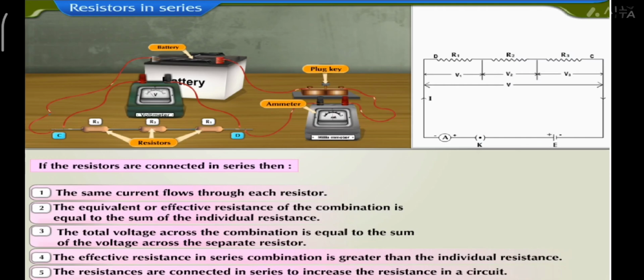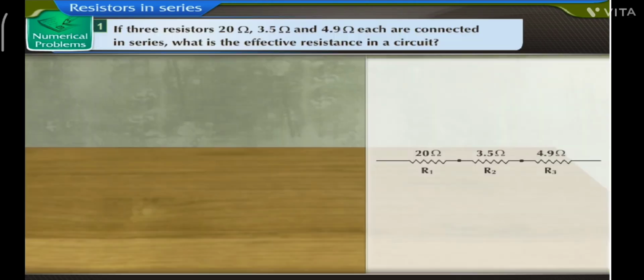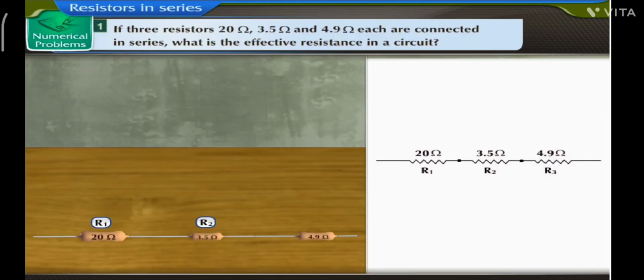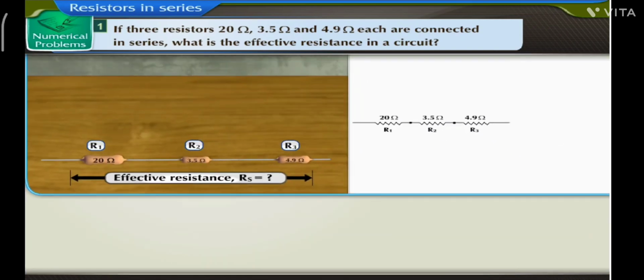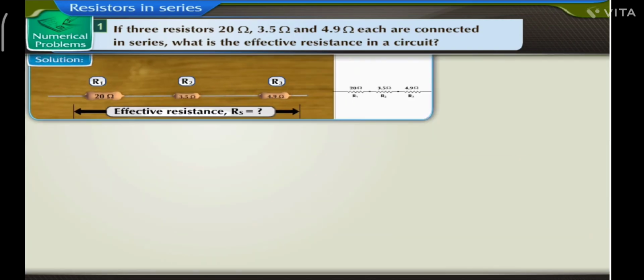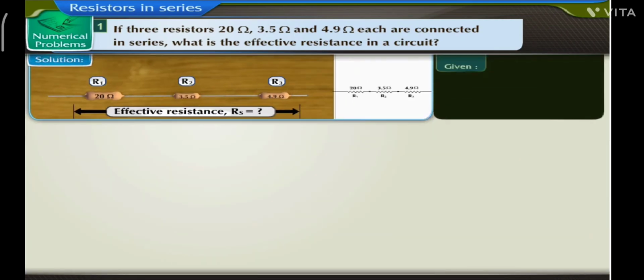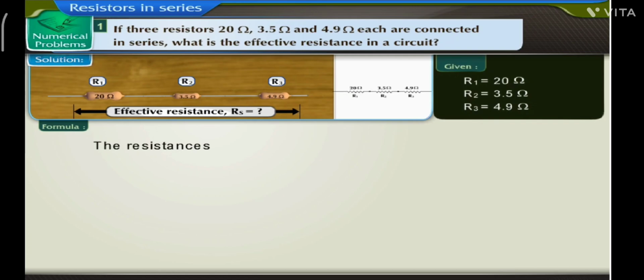Let us solve some numerical problems based on this. Numerical problems. 1. If 3 resistors, 20 ohm, 3.5 ohm and 4.9 ohm, are connected in series, what is the effective resistance? Solution. Let us first write the given data. Given R1 is equal to 20 ohm, R2 is equal to 3.5 ohm and R3 is equal to 4.9 ohm. The resistances are connected in series.